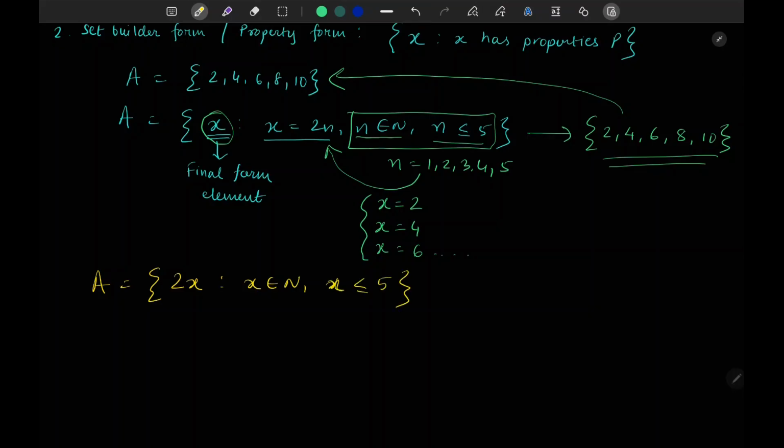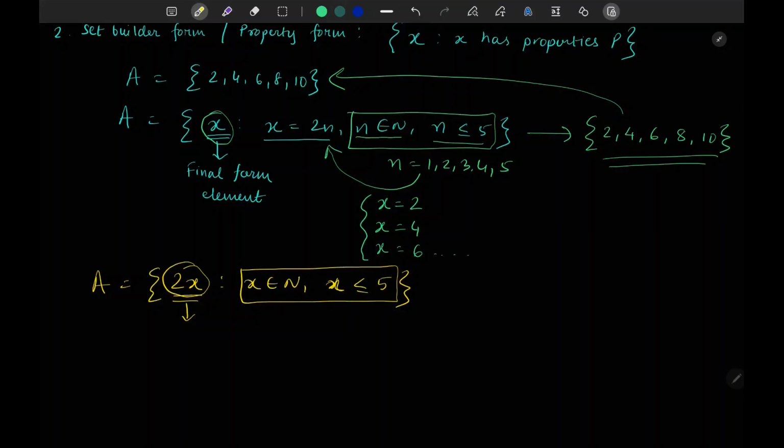Here, instead of describing x in terms of a second variable, we have written the final element of the set to be 2x. That means from these two given properties of x, we will first get the values of x, and then we will plug in those values in this final form of the element.